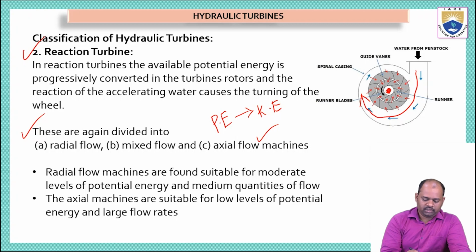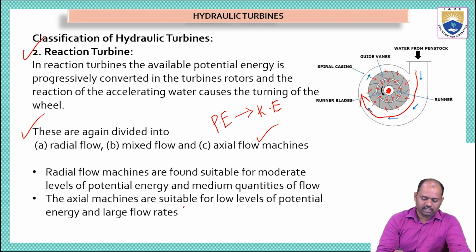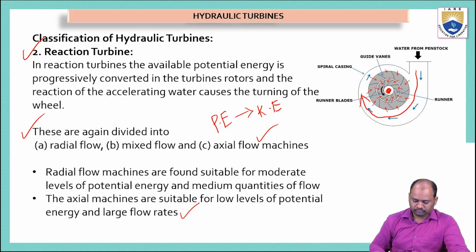Okay. Now see, radial flow machines are found suitable for moderate levels of potential and a medium quantity of flow. And then the axial machines are suitable for low levels of potential energy and large flow rates. So depending on the type of requirement and the particular condition, we will select a different type of turbine. So this is reaction turbine, the second type. So the impulse and reaction turbines are the turbines based on the energy available at the inlet. In impulse turbine, we have the potential energy which is converted into kinetic energy itself in the nozzle.